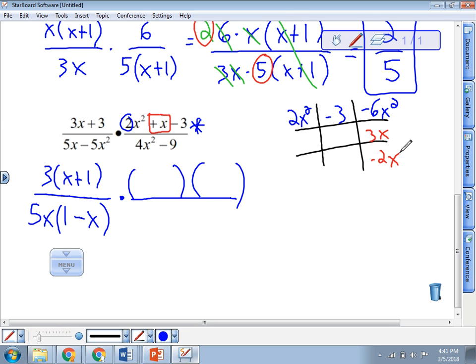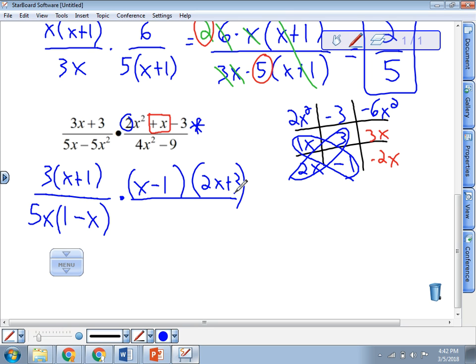And then I fill in the rest of the chart. What multiplies to 2x squared? Well, it's 2x and 1x, but I've got to make sure it's in the right order. So my 2x will go there. My 1x will go there. 1x times 3 is 3x. 2x times negative 1 is negative 2x. So my final answers are right here: x minus 1 and 2x plus 3.